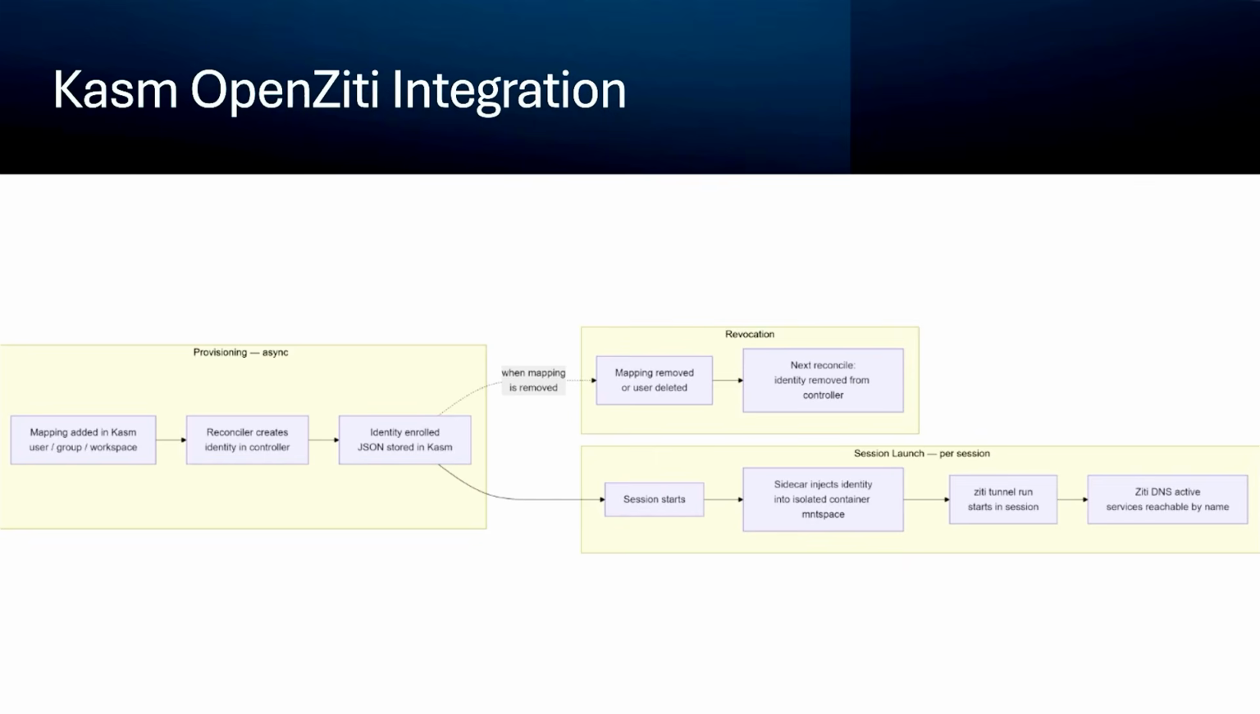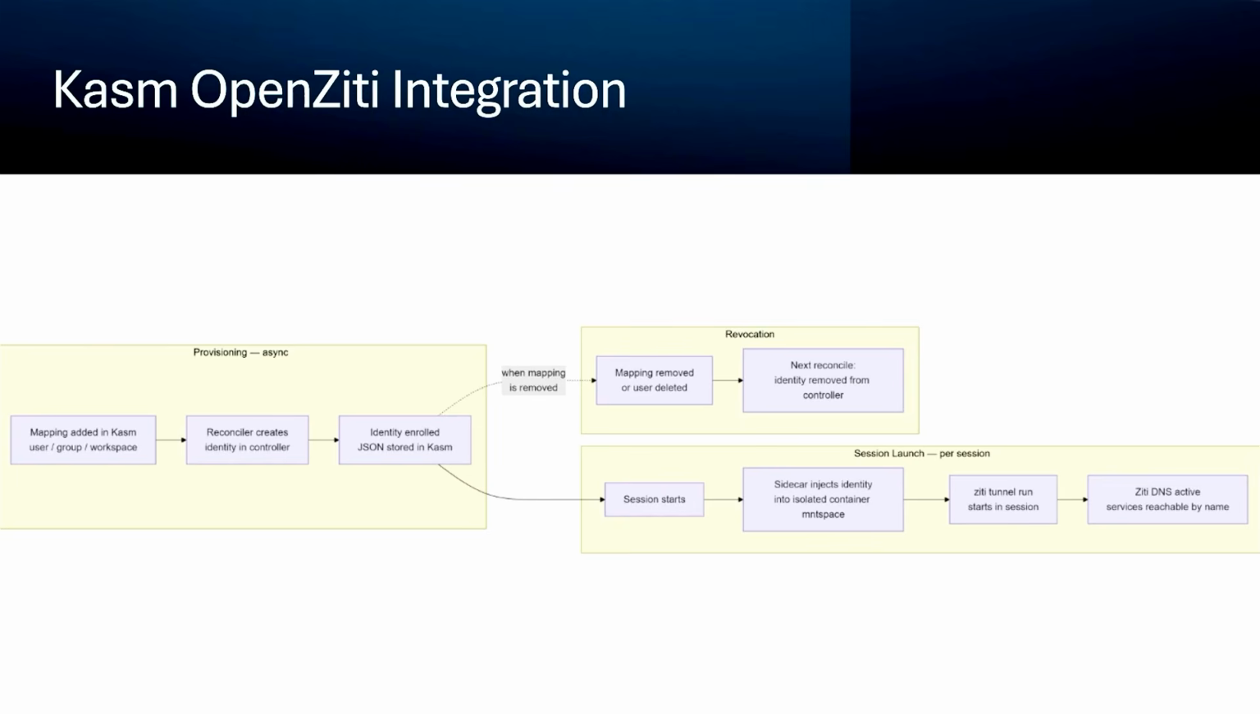OpenZiti decides what each identity can reach. Having a Kasm managed identity in the controller is the starting point. That identity can't reach any service until an OpenZiti policy grants it access. Kasm never overrides that. The policy layer stays fully in OpenZiti's domain.